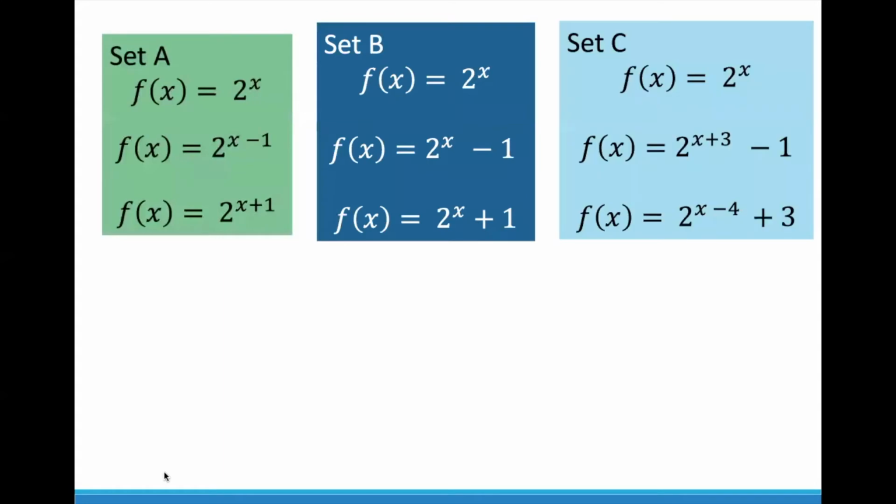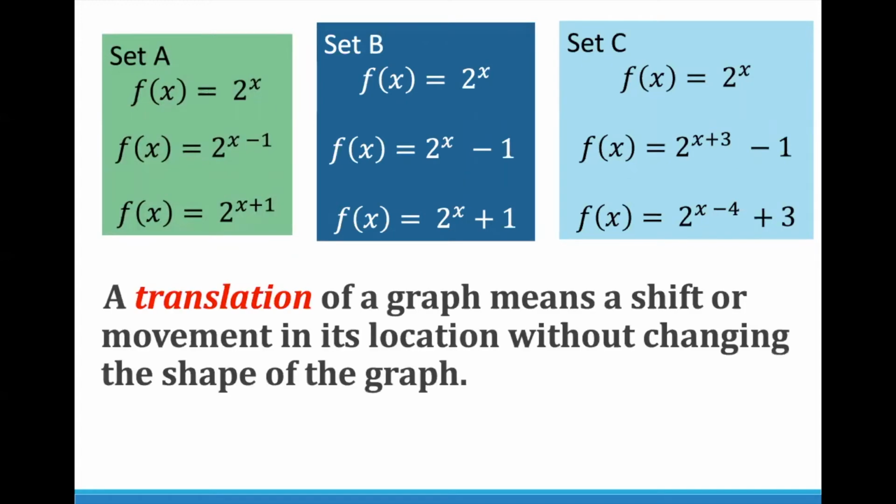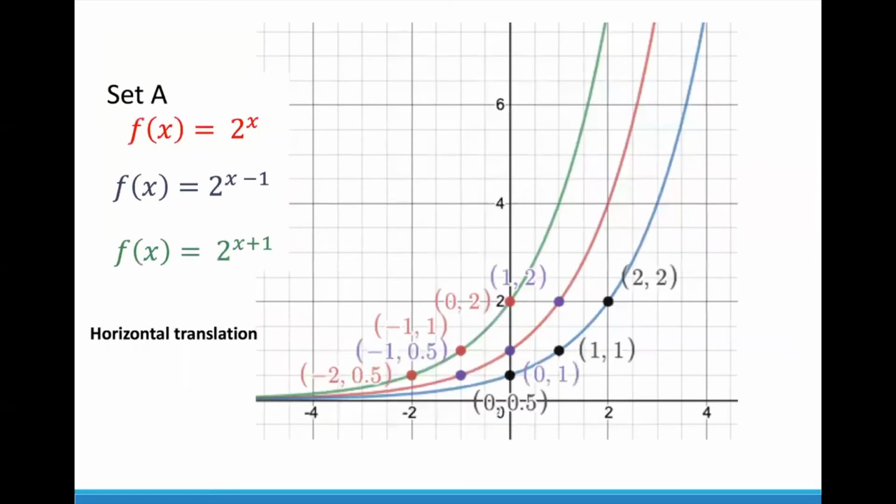So I have 3 sets of functions here. This is already presented also in our Desmos activity. So let's just recall for exponential function. We have what we call translation. This is the shift or movement of the graph in its location without changing the shape of the graph. So we have the exponential function in the form of y equals a times b raised to x plus c plus d. So this is the first set.